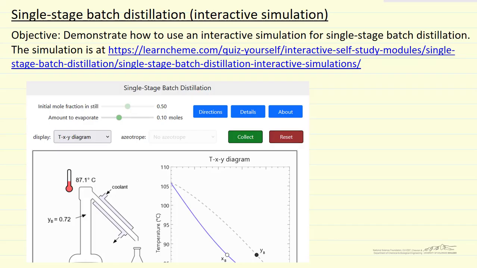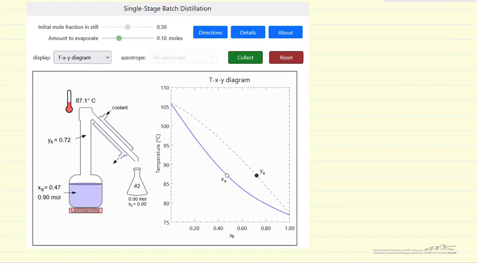I'm going to describe how to use an interactive simulation that models single-stage batch distillation. The simulation display looks like this, where we have the option. In this case, we're showing a Txy diagram. We also can look at an XY diagram, or we can look at the flasks that are collected.